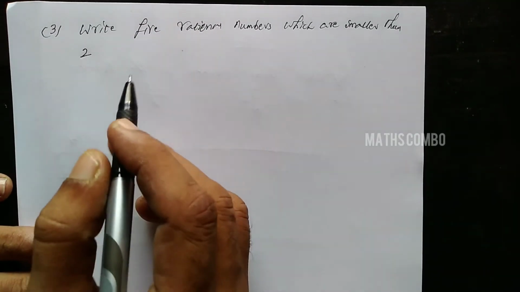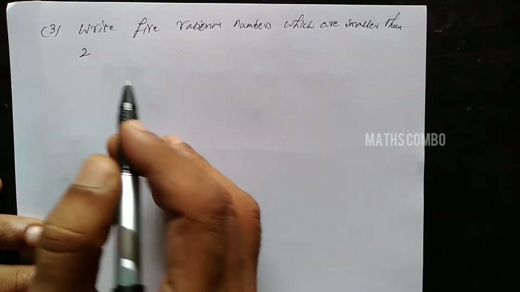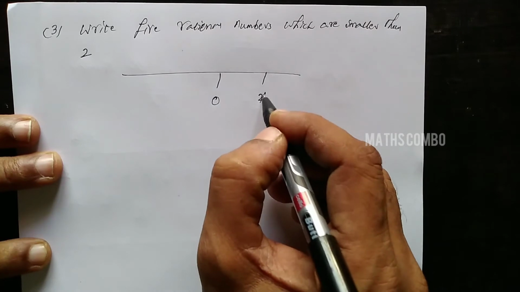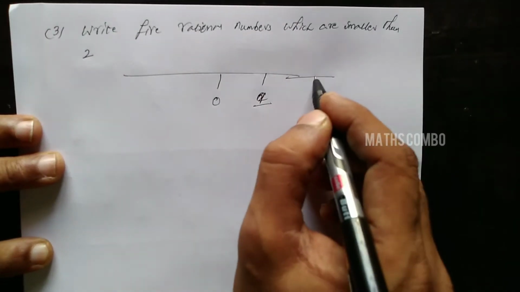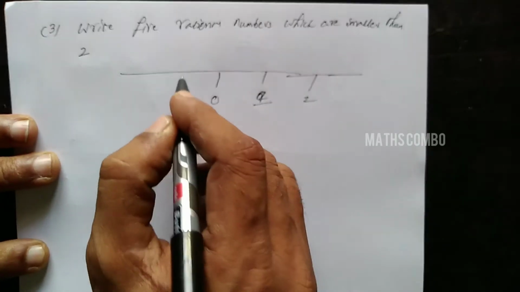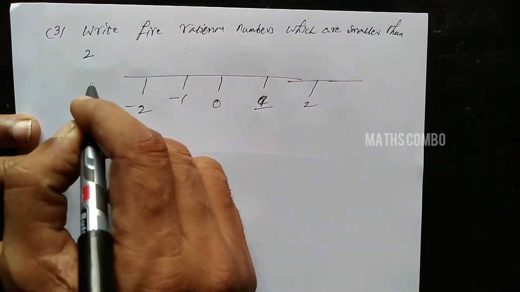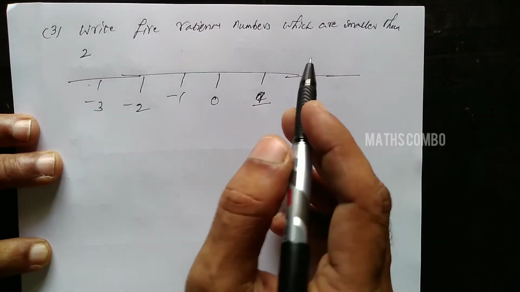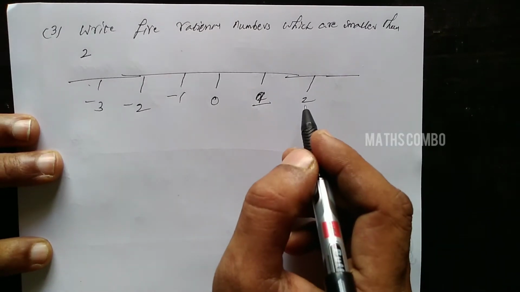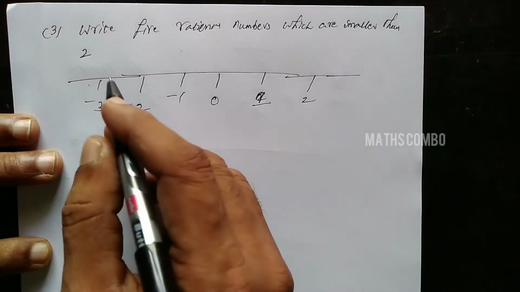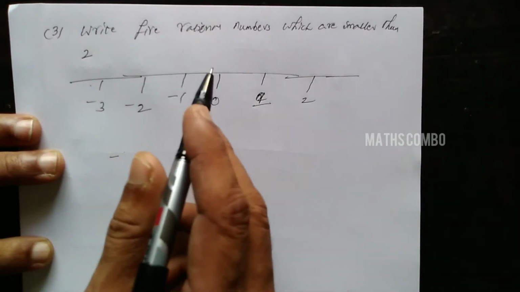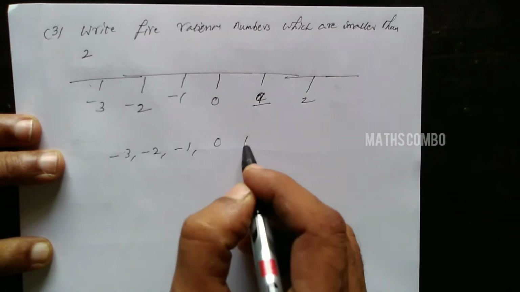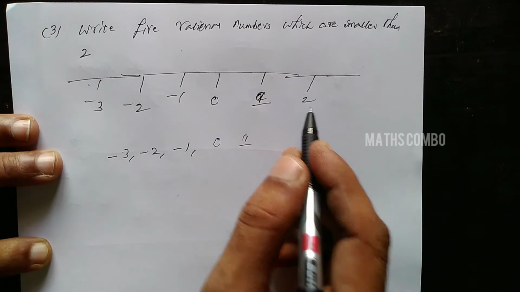Go to the third question. Write 5 rational numbers which are smaller than 2. So we know the number line 0, 1, 2. They ask for 2 only. So we'll stop there, and on the other side minus 1, minus 2, minus 3, like that. They ask for numbers less than 2, so all these numbers are less than it. So 5 rational numbers: minus 3, minus 2, minus 1, 0, 1. These are all less than this number 2.